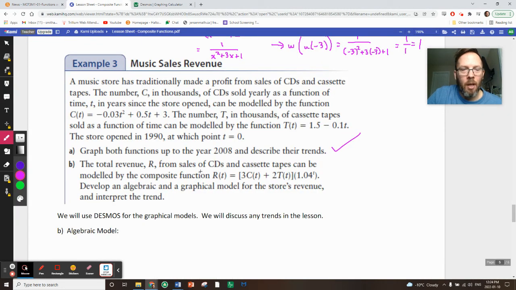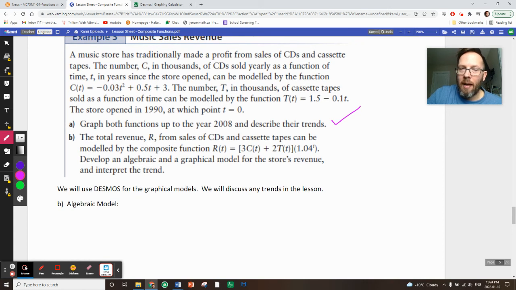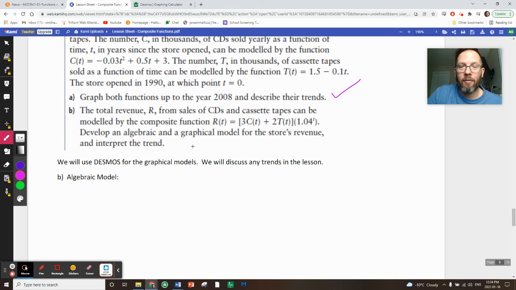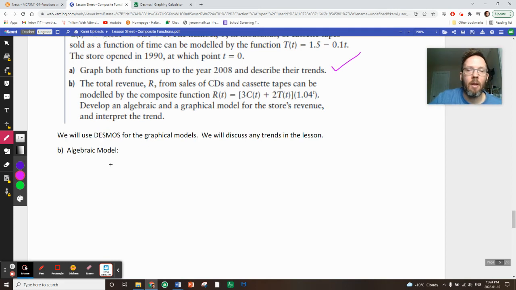So part A done. In part B, we have an equation, a composite function that gives us the revenue. The total revenue depends on the number of CDs sold, and it depends on the number of cassette tapes sold. And those two things are functions of time. So our revenue function is a composite of two actual functions, the CD function and the tape function, times 1.04 to the power of t. Let's find an equation for this, and then we'll graph it a couple of ways in Desmos, talk about what it means, and then we'll call that a good day. All right.